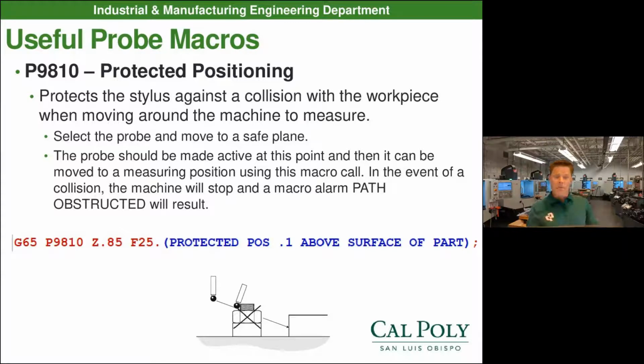Then if you're moving your program around the machine, this is the safest way to move it in protected positioning. Anything bumps that stylus, it's going to stop and not break the stylus. So we always run around in G65 P9810 and protected position around everywhere we go.